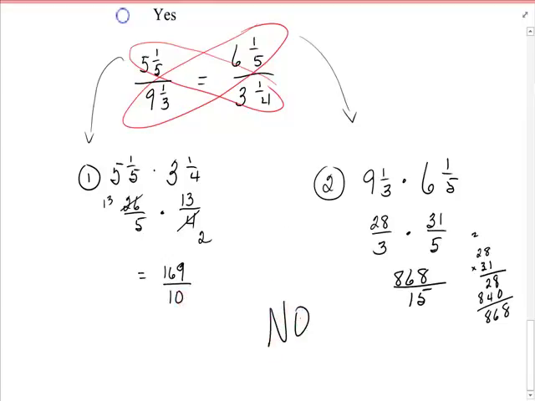So I did have to do multiplication with mixed numbers, changing them into improper fractions, but nevertheless, I was still looking at cross products. If the cross products are equal, the two ratios are proportional. Now it's your turn.